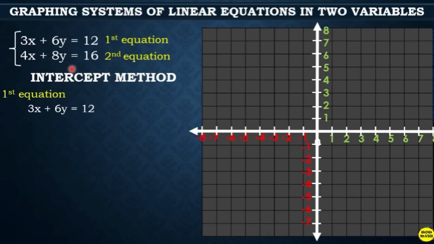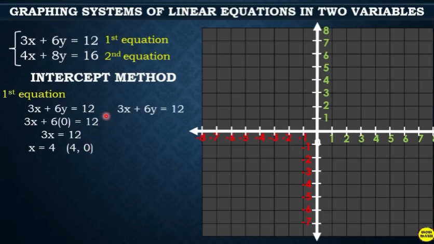So, let us solve for the x-intercept. So, we will let y is equal to 0. So, we now have, this will be cancelled. So, 3x is equal to 12. So, 12 divided by 3, that is x is equal to 4. So, the ordered pair is (4, 0).